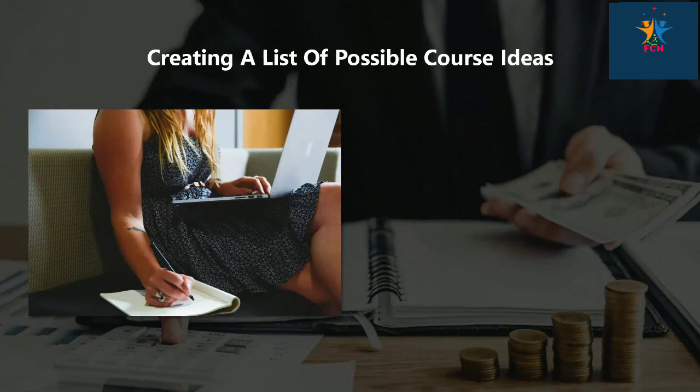Creating a list of possible course ideas. Okay, this is fun and simple to do. You need to create a list of ideas that are based on your knowledge and experience. Get a piece of paper and a pen and start writing a list of the things that you are good at. Then add the things that come really easy to you and the skills that you have and your experience.